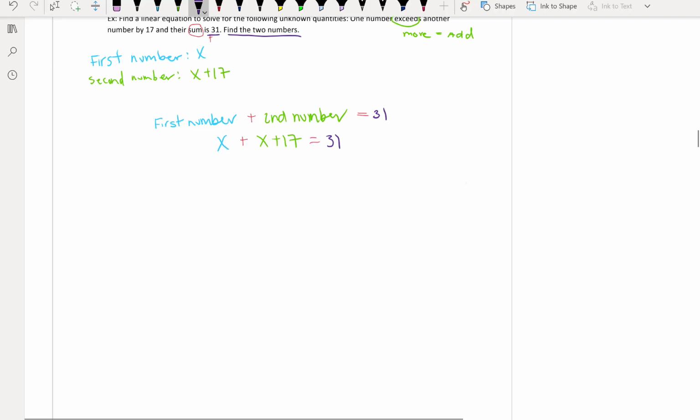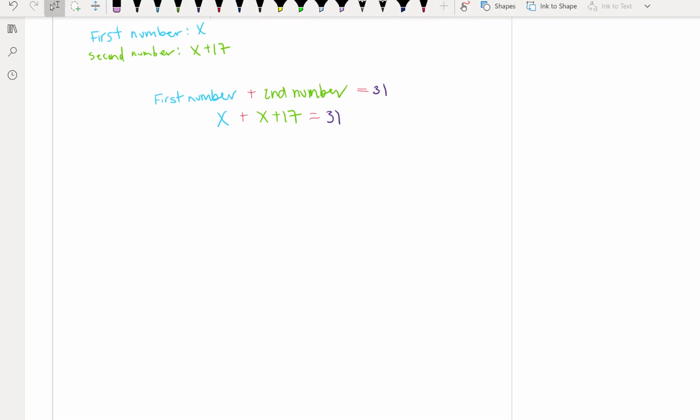Now I'm going to combine like terms. We have an x and another x, so that gives us 2x plus 17 is equal to 31. Now to get the x by itself, I'm going to subtract 17 from both sides. So I'm going to have the 2x, and 31 minus 17 is going to give me 14. To get the x by itself, since it's being multiplied by 2, I divide by 2. That is the opposite of multiplication. So I get x is equal to 7.